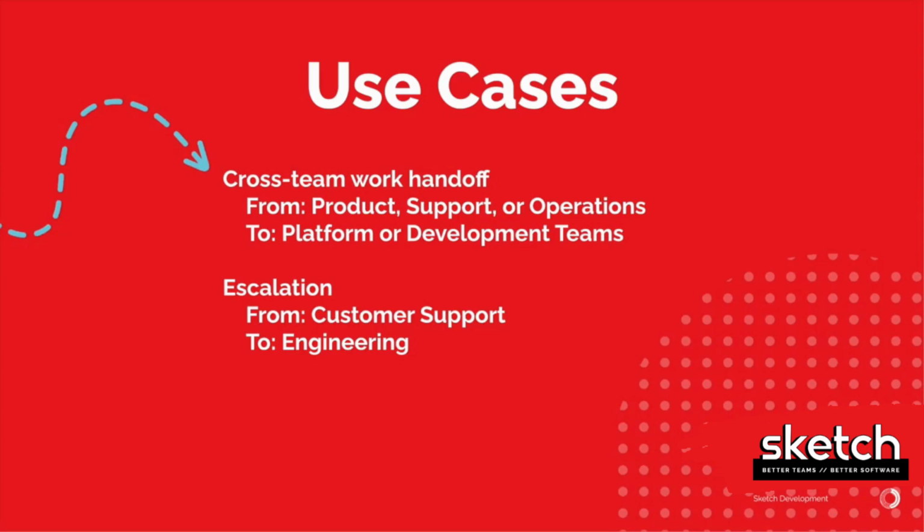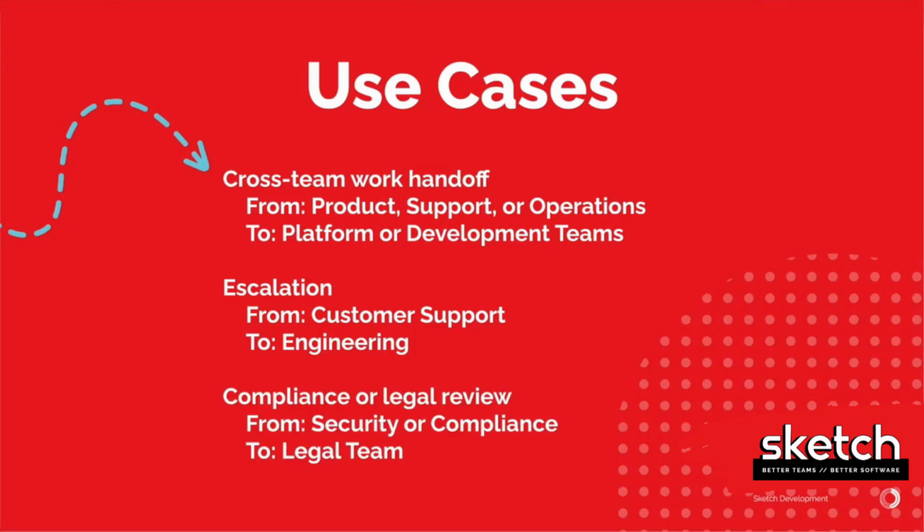Our next scenario, escalation. So we get a ticket from customer support that needs to go over to engineering, and we could use that same automation feature that we saw in Jira to accomplish that. And then compliance and legal review. So we've got a ticket in the security or compliance space, and we need some help from our legal team. We can route a ticket over there using automation, link them together, track all that work, and make those connections between those two tickets and those two spaces.